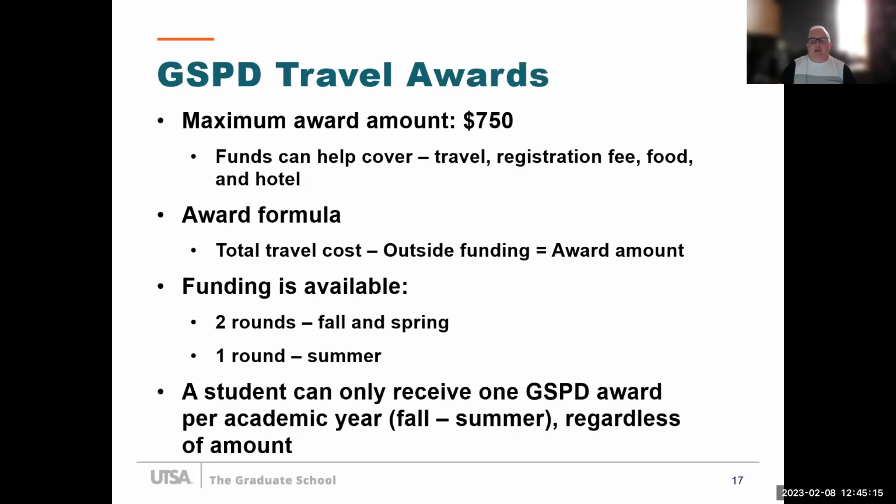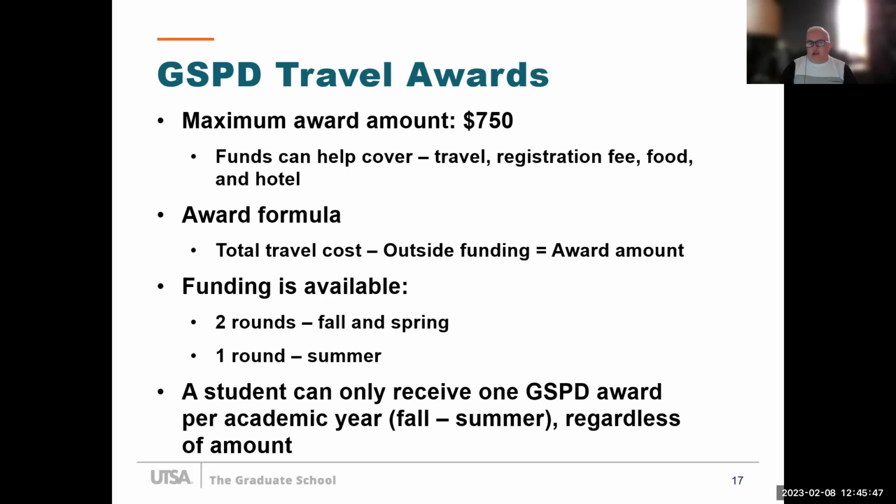Okay. The big piece, the Graduate Student Professional Development Travel Awards offered by the graduate school. Maximum award amount is $750. Funds can cover travel, registration fee, food, and hotel. Now, travel could be airfare. If you're driving, it could be gas. It could be train ticket. It could be a rental car. That's all considered under travel.